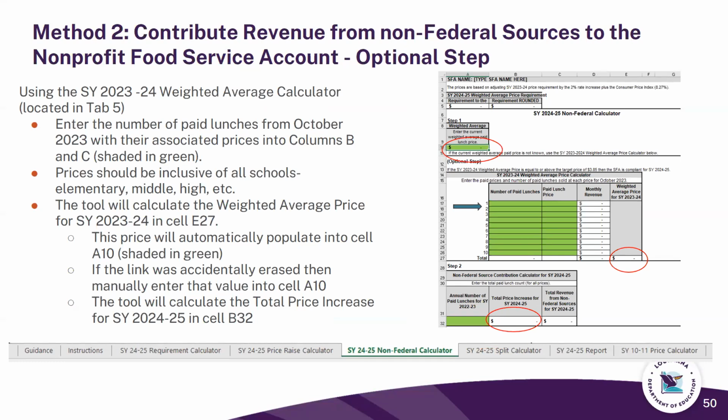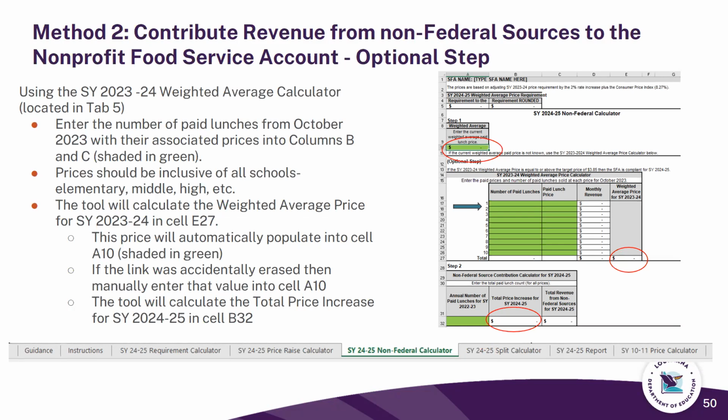Method 2, optional step, using school year 23-24 weighted average calculator located in tab 5. Enter the number of paid lunches from October 23 with their associated prices into columns B and C, shaded in green. Prices should be inclusive of all schools, elementary, middle, and high, etc.